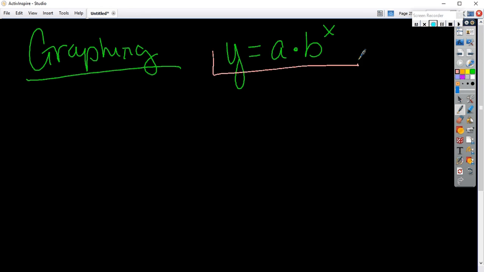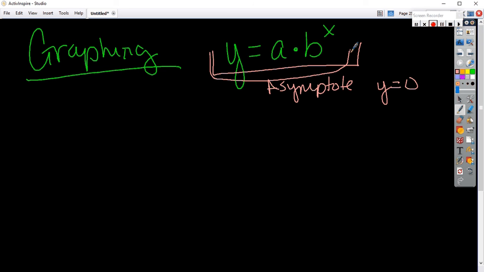Here's what you know. For every parent exponential function like this, we have an asymptote at y equals 0. That's on the axis. Every single time. Every parent function like this has an asymptote at y equals 0, if it's ever in this form.